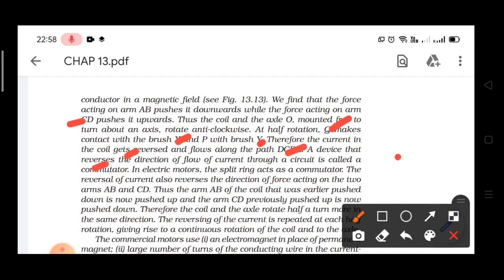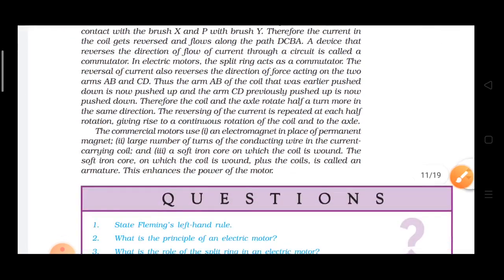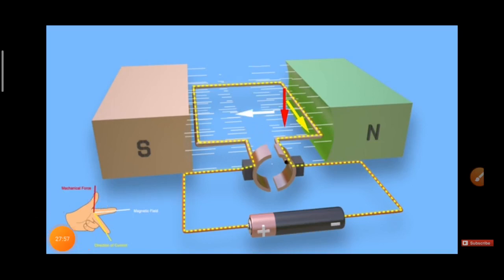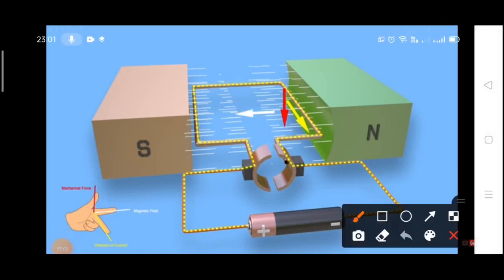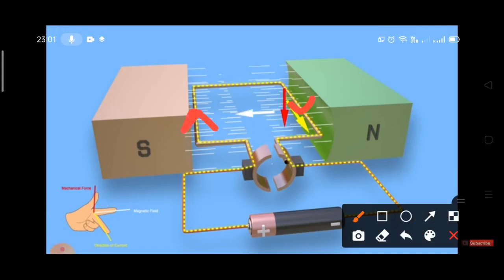So the reversal of current also reverses the direction of force. So AB is now pushed up and CD now pushed down. In this way it makes a complete rotation. So once again I will summarize this working. You can see the direction of current is like this. So according to Fleming's left hand rule, AB will move downwards and CD will move upwards. So it starts rotating.